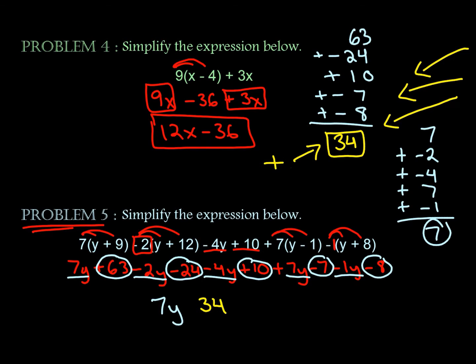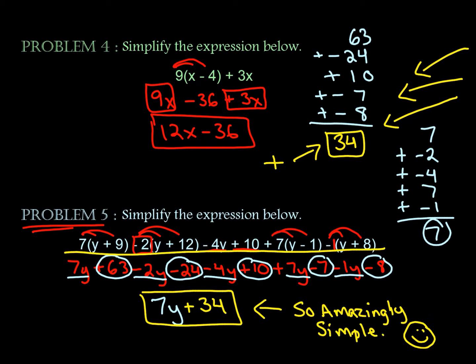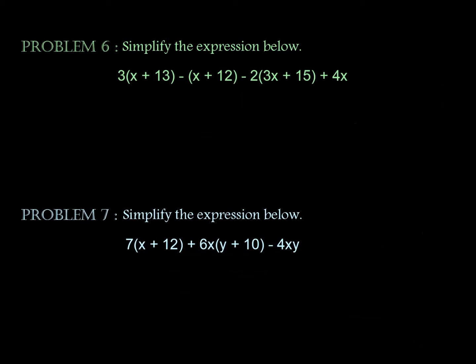So that's why I put a plus sign. If it was a negative 34, I would put a subtraction symbol or a minus sign. But my answer is 7y plus 34. Now you should see that the answer looks a lot more simple than the original problem we started with. Problem number 6. Another simplification problem.